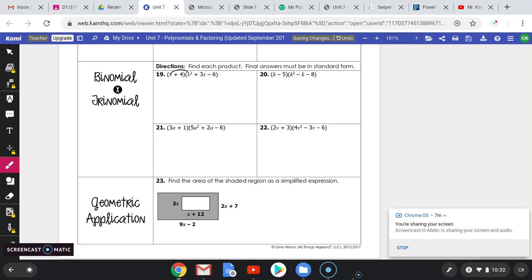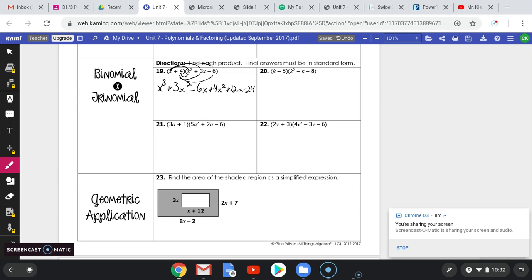So x times x squared, x cubed. X times 3x, 3x squared. X times negative 6, negative 6x. And then I do the same thing with the 4. 4 times x squared, 4x squared. 4 times 3x, 12x. 4 times negative 6, negative 24. And then combine things at the very end.